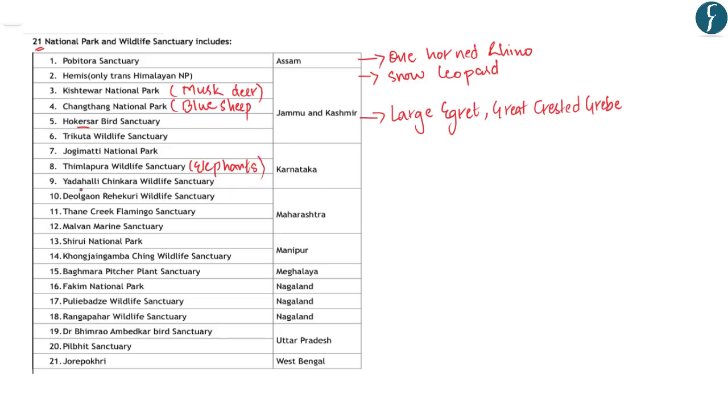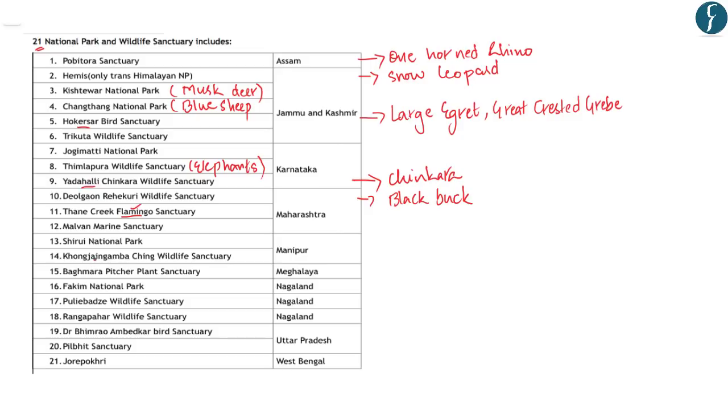The ninth one, Yadihalli Chinkara Wildlife Sanctuary, is Karnataka's first wildlife sanctuary for Chinkara. 10 is the Deolgaon Rehukuri Wildlife Sanctuary in Maharashtra, which is famous for its black buck. The Thane Creek Flamingo Sanctuary is famous for flamingo. The Malvan Marir Sanctuary is again located in Maharashtra.